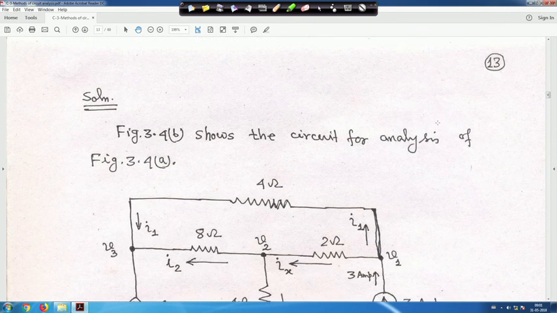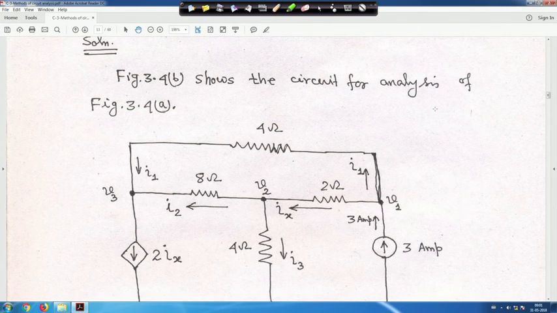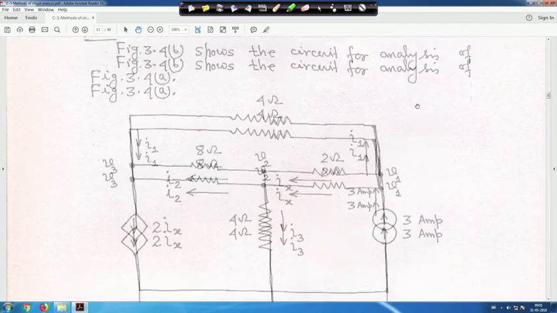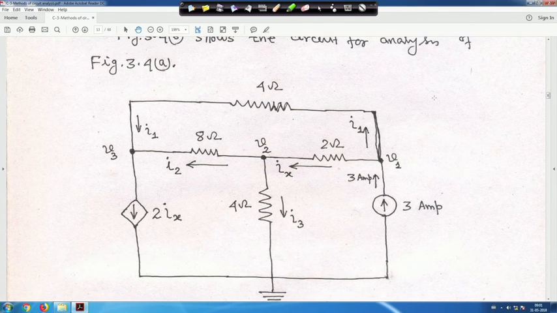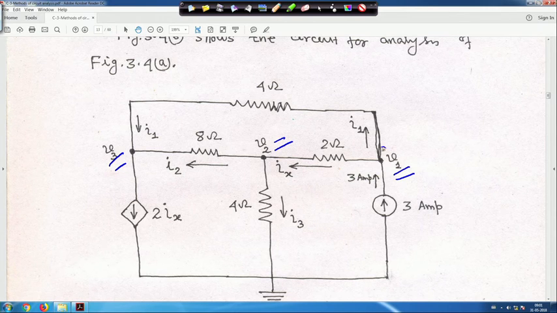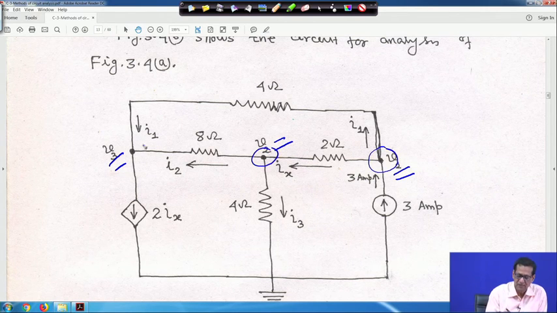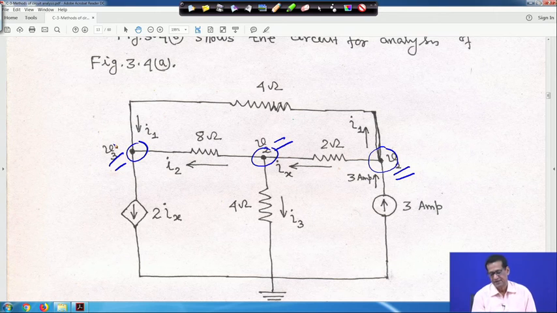Now figure 3.4b shows the circuit analysis for the figure. This circuit is redrawn, and this is voltage V1, this is voltage V2 and this is voltage V3, and the currents are marked at the different nodes. So this is node 1, this is node 2 and this is node 3.